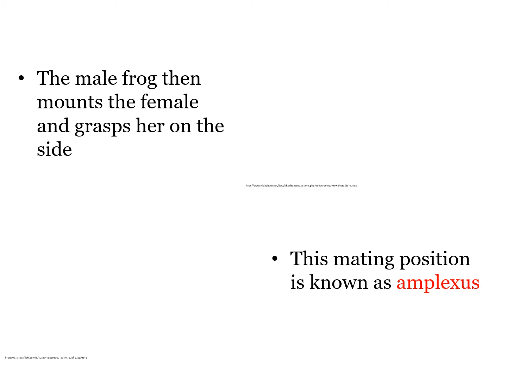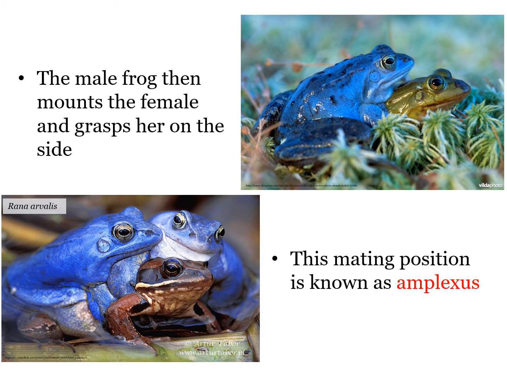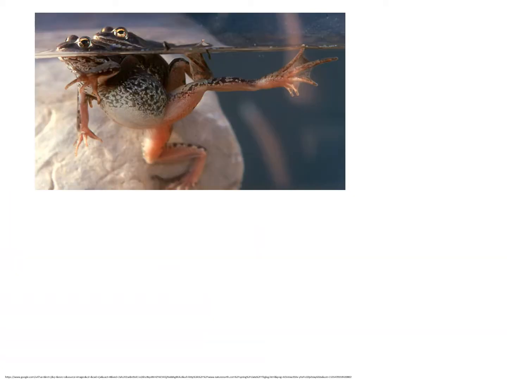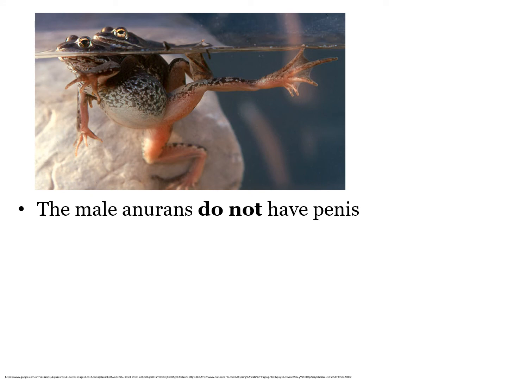So after the mating call, as the female frog is attracted, both of them will be in a mating position known as amplexus. Amplexus is a position in which the male will be on top of the female, clasping or grasping her on the back. The male anurans do not have a penis, as they deposit their sperms through their cloaca.